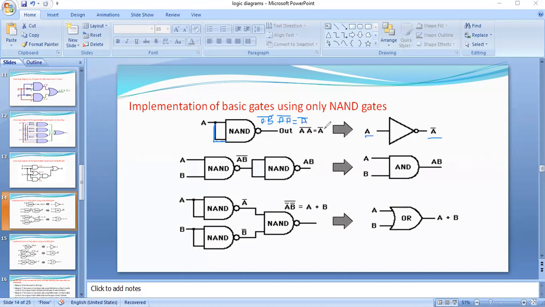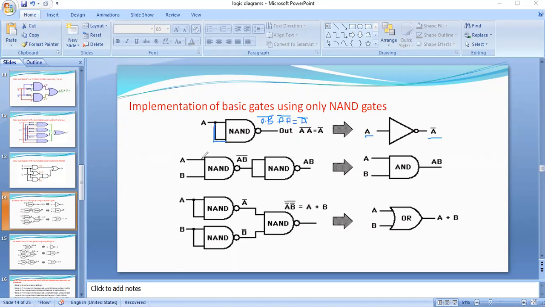In the same way, here I'm going to implement the AND gate using NAND gates. Here I'm going to realize this AND function using NAND gates. We know that for an AND gate we have two inputs and only one output. So what we have to get here is AB.